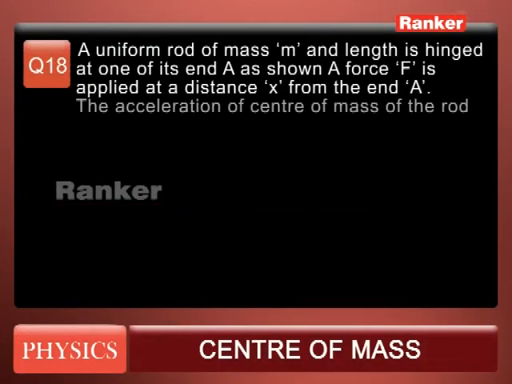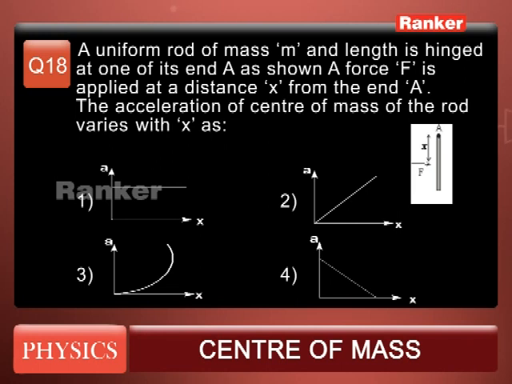Question number 18. A uniform rod of mass M and length L is hinged at one end A, as shown in the figure. A force F is applied at a point at a distance x from the end A. The acceleration of the center of mass of the rod varies with x as: there are 4 options, graphs are given.